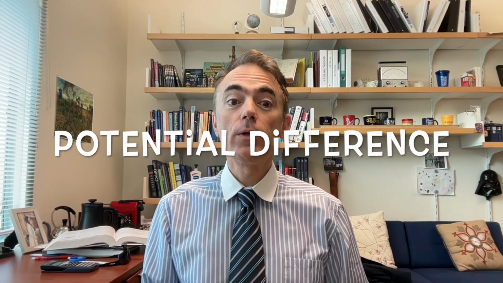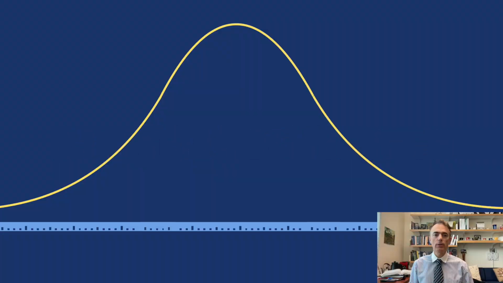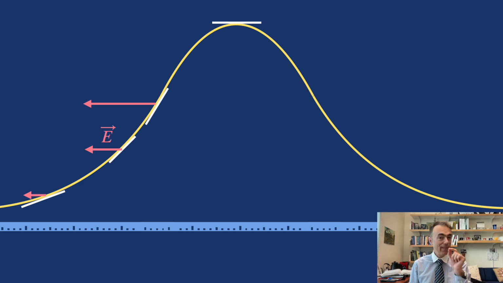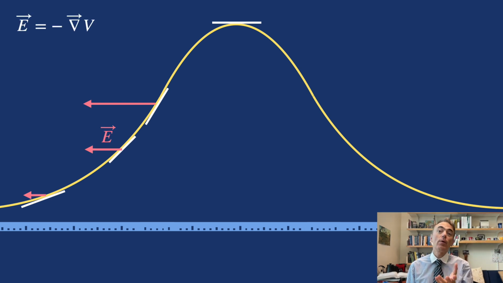Hello, welcome back. In the previous lesson, we introduced the concept of electric potential, a landscape created by electric charges whose slope at each point is proportional to the electric field at that point. The electric field is the negative gradient of the potential. The potential and the electric field do not depend on the test charges, and the force that the test charge feels is proportional to the electric field.